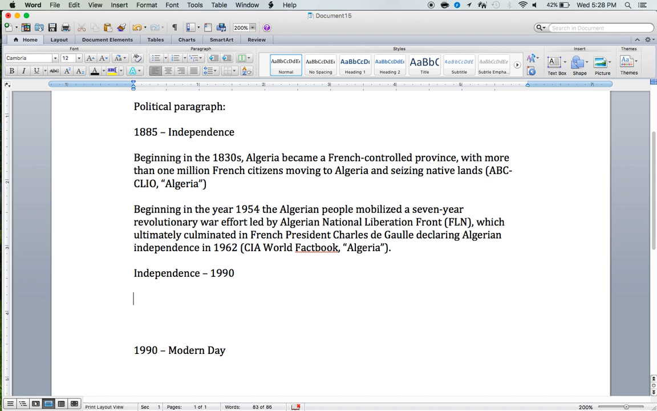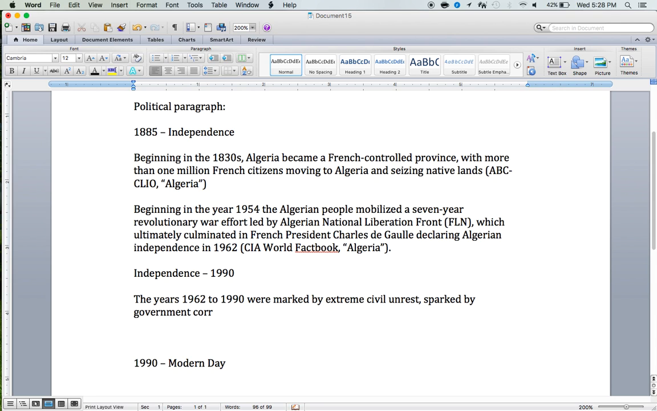The next part, let's say, up to 1990. So I would talk about this as a whole. So the years 1962 to 1990 as a whole, I'm going to say, the defining events were marked by extreme civil unrest. I'm going to say sparked by, again, a lot of just descriptive words, sparked by government corruption. I don't have to say what kind, right? But I know from the article that the government's corrupt. Government corruption and high unemployment. Both of those were going on. All of which led to a series of bloody riots in the year 1988.